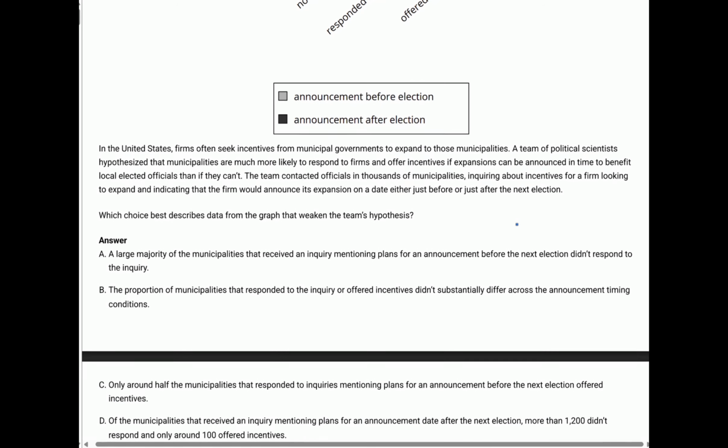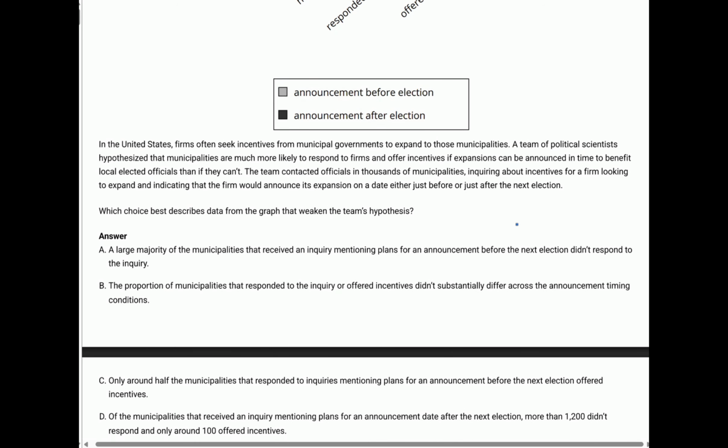So the question says, in the United States, firms often seek incentives from municipal governments to expand those municipalities. Okay, you have these municipalities, and these firms are seeking incentives so that they can expand, right? So a team of political scientists hypothesized. There's your key word right there, hypothesized, that municipalities are much more likely to respond to firms and offer incentives if the expansions can be announced in time to benefit local elected officials than if they can't.